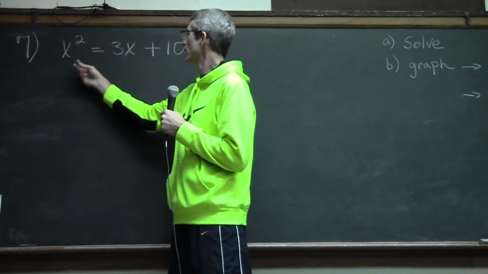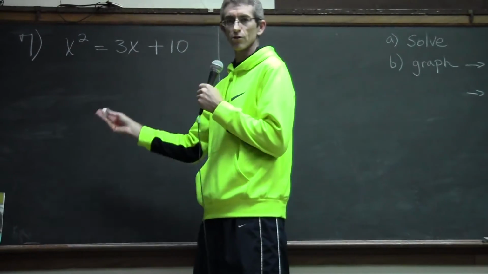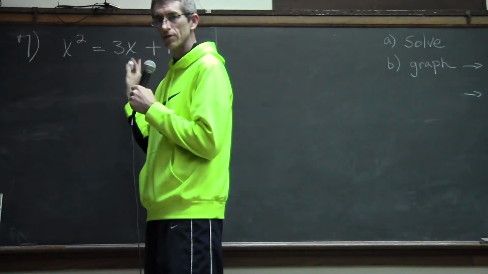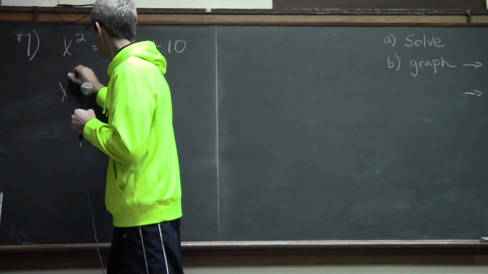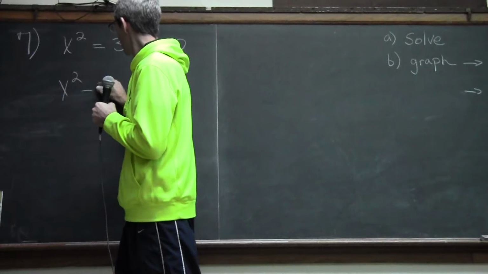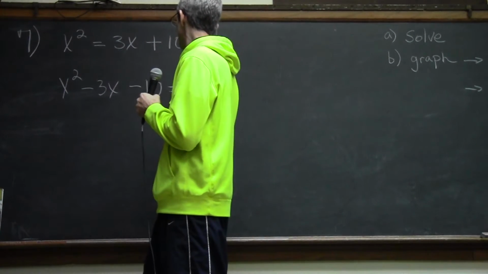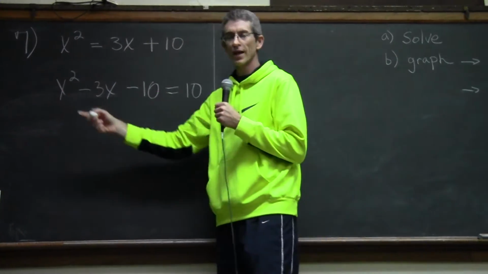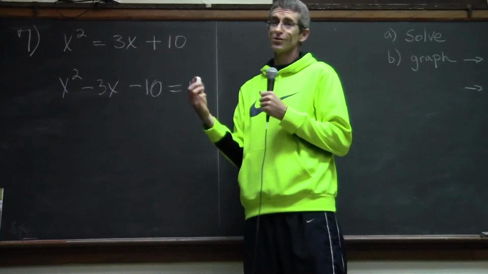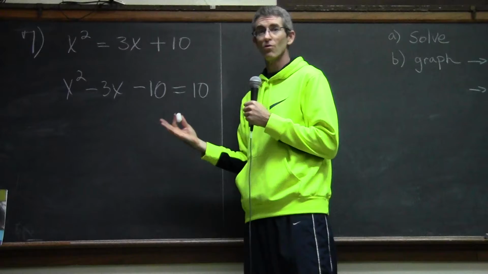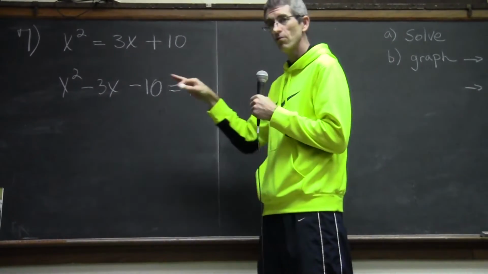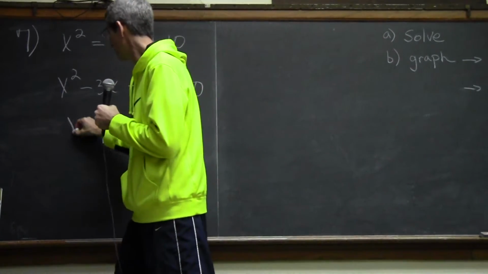So you've got this. What you want to do is make everything equal to 0. So you bring everything over to one side and have 0 on the other. I'll bring the 3x and the 10 over as negatives. Now, since the book told us this is factorable, we could do our little diamond method, however you want to do it. I'm just going to do it real quick.